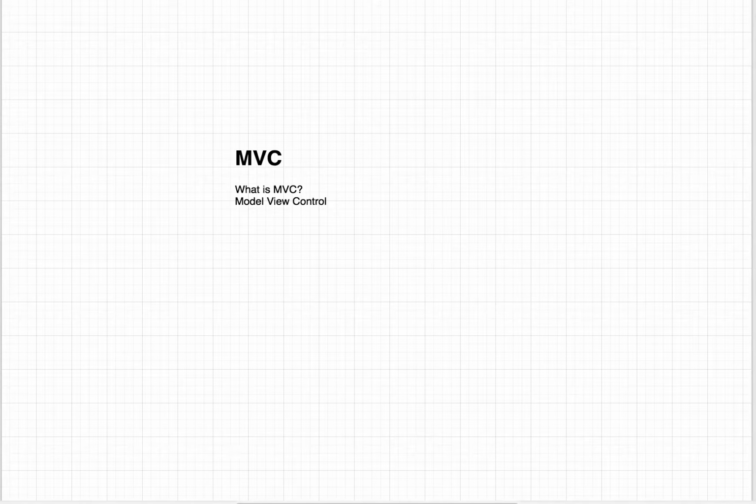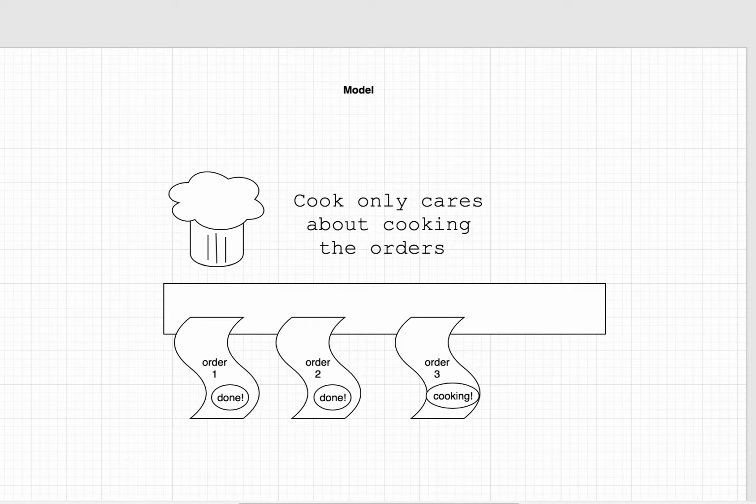So, every restaurant has a cook. So that's what we're going to jump into. He will be our model. Now, in this restaurant, the cook only cares about the food he needs to cook. He has orders coming in, he's going to cook that food, and then the orders are going to go out. The cook just cooks. That's it.